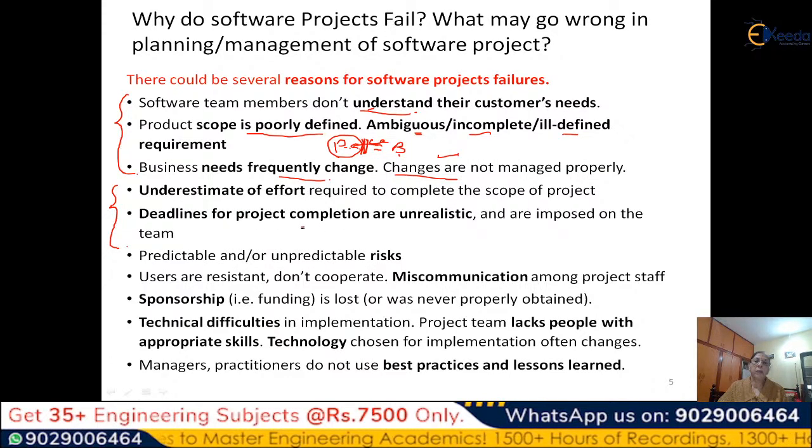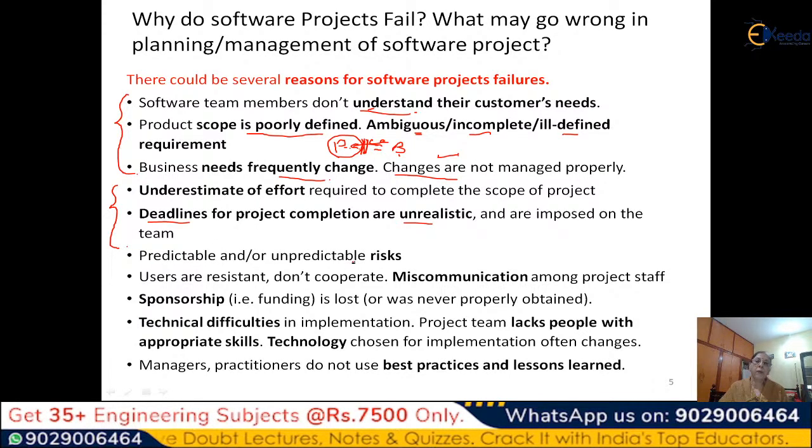And deadlines of the project completion are unrealistic. Why is it unrealistic? Because the customer has imposed some deadline, some timeline for the project, and the team is unable to deliver it. So then there's the project failure.